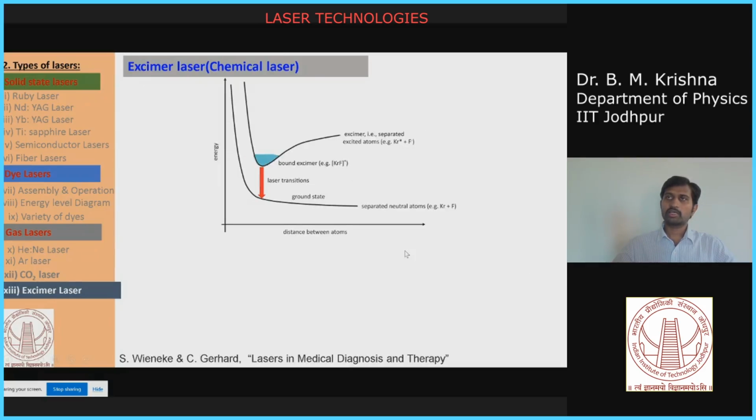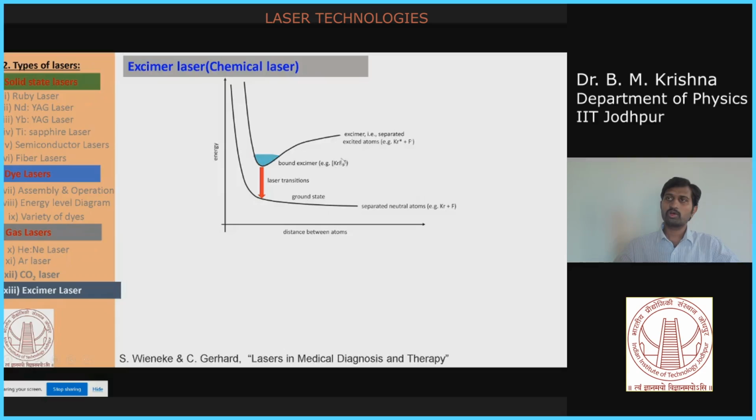Now if you see the energy levels of Excimer lasers, take the example of krypton and fluorine gas. These are all neutral atoms when they are in the ground state. This plot is energy versus distance between atoms. This is the ground state energy when you have krypton atoms and fluorine atoms in your chamber. When they are excited, it creates a krypton star, which means you have ions there. So you have krypton ions and fluorine ions, and now they are bound.